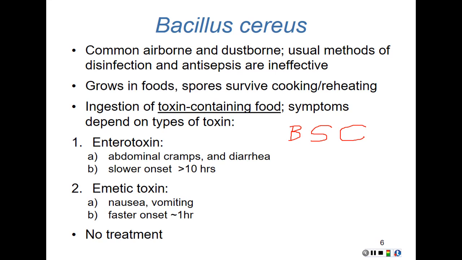Okay, so you're getting the idea here. We're not only learning about B. cereus, but we're tying it to other organisms. We've got some other mnemonics to go through. This is just one of them. Wait till we get to Clevs.